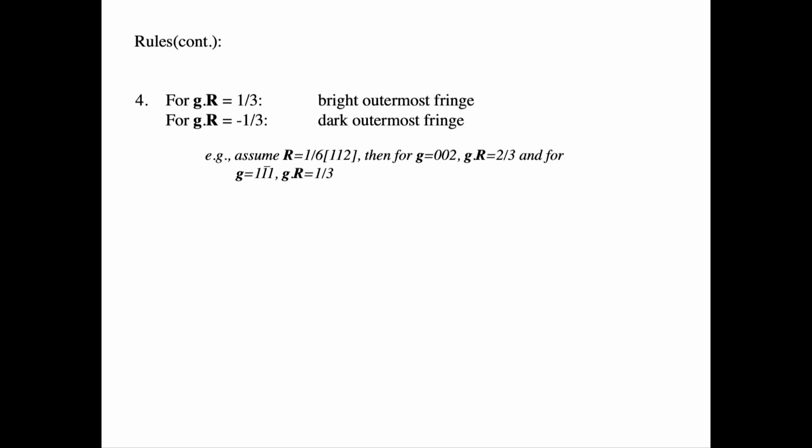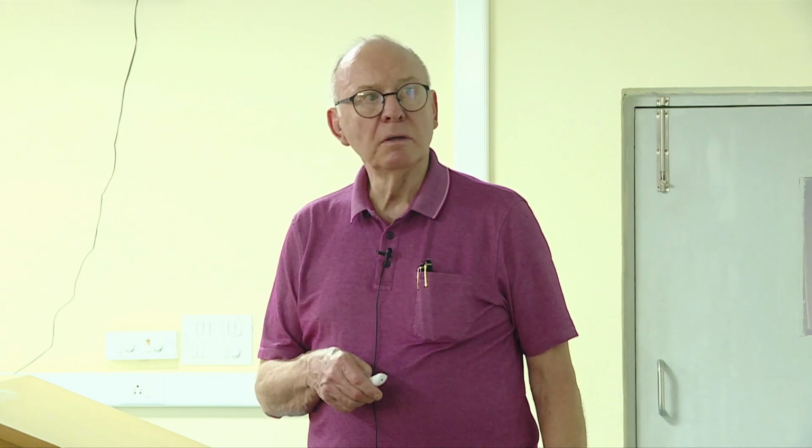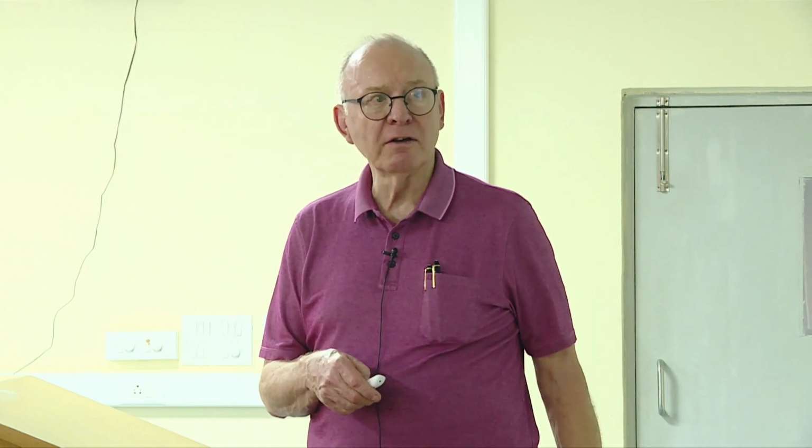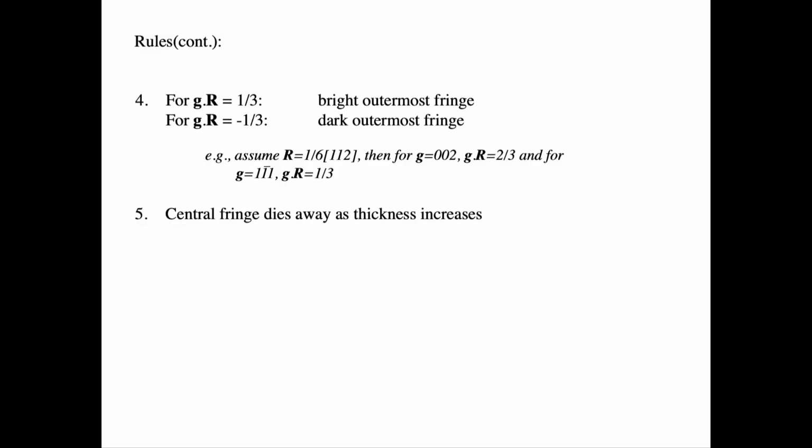So if we assume r is a 6, 1, 1, 2, then for G is 002, G dot R will be 2/3, and for 1 bar 1 1, it'll be 1/3. And so we normally know exactly what our G vectors are, of course. And our central fringe dies away as the thickness increases, and we know why that is, because that's to do with what's happening with our Bloch waves. And so we must know the actual sign of G. So we can't just say it's either bar 1 1 1 or 1 bar 1 bar 1. We actually have to know which it is. And then that gives us the correct sign for 2 pi G dot R.